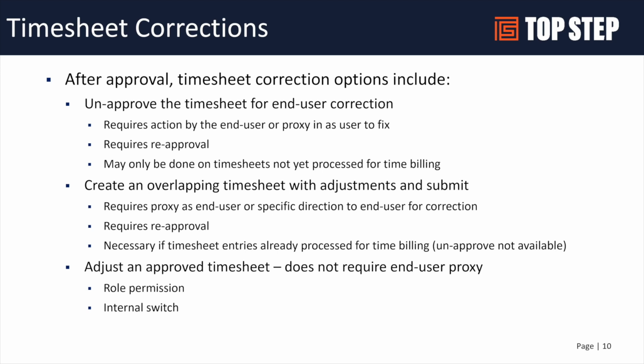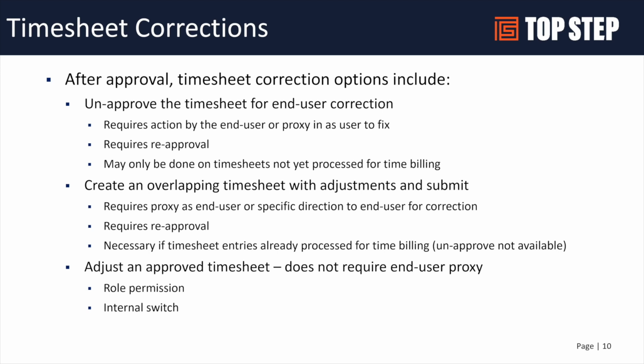Overlapping timesheets is another option. You can basically create a timesheet for the same period where you already have a timesheet, put in positive and negative hours, and submit that. It does require reapproval, and it is necessary if the original timesheet can't be unapproved because it's been billed or otherwise.